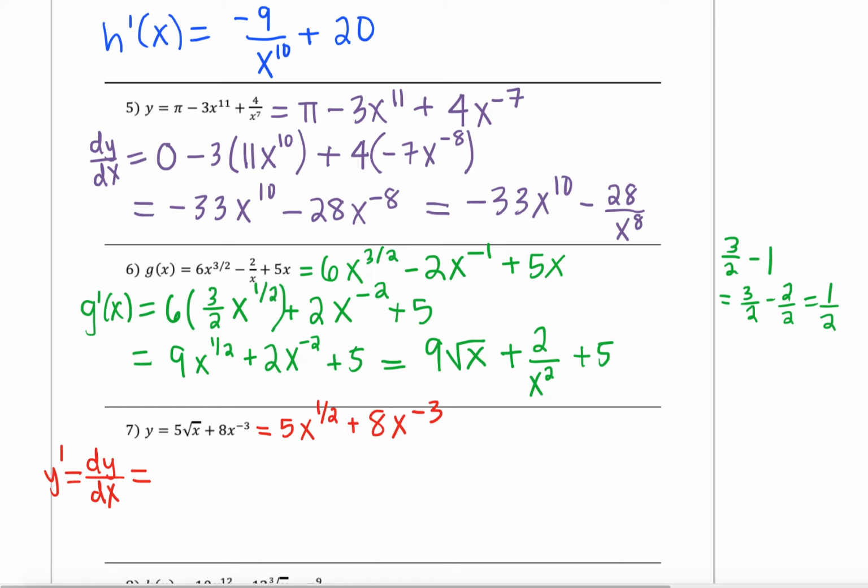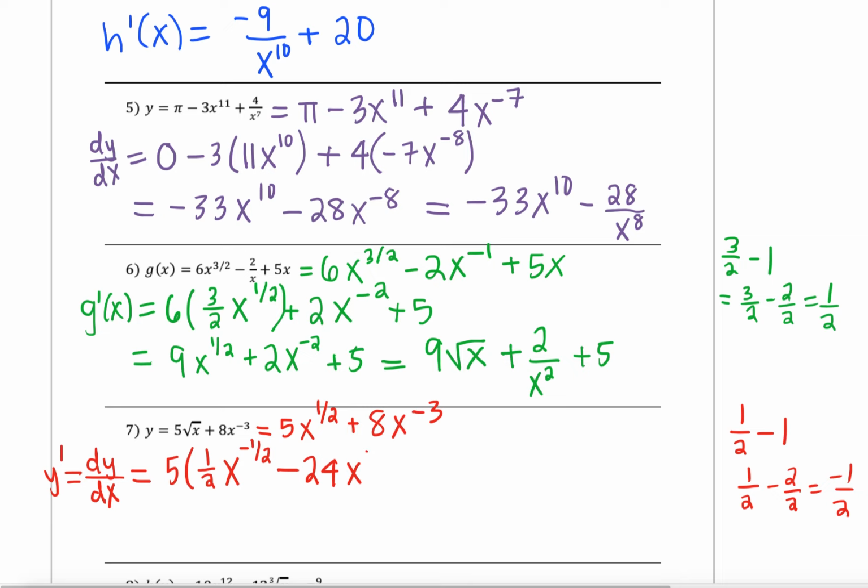When we bring down the 1 half, we end up getting 5 times the 1 half, which will give us 5 halves. And then we get x. Now we've got the 1 half minus first power, which will ultimately be 1 half minus 2 over 2, which would give us negative 1 half. So our new exponent here will be x to the negative 1 half. Now the negative 3 will come down. I'm going to multiply that directly to the 8. So 8 times negative 3 is going to give us negative 24.